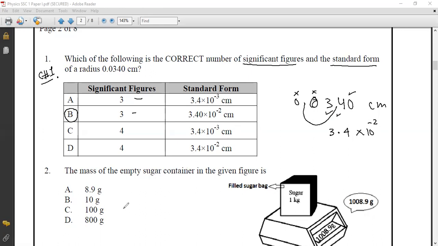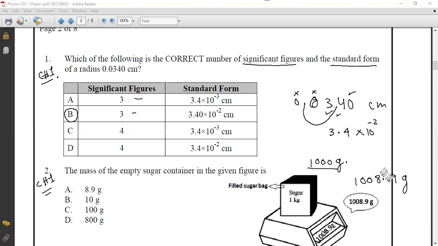Let's come to the next question, that is question number 2. This is from chapter number 1, Physical Quantities and Measurements. The mass of the empty sugar container in this given diagram. In this diagram, we have an empty sugar bag, we have 1 kilogram of sugar, means we have 1,000 grams in it. And this sugar bag is placed on a digital balance that measures this value as 1008.9 gram. But in this bag, we have only 1,000 grams of sugar.